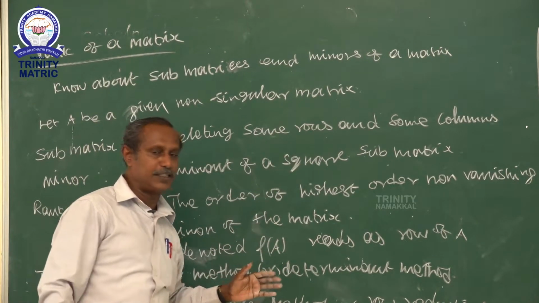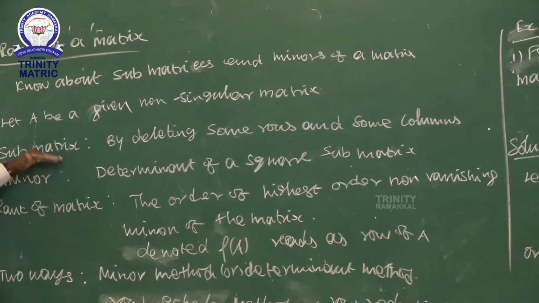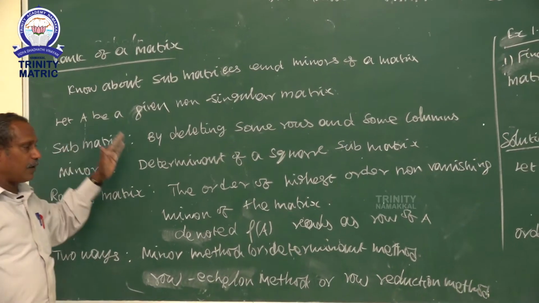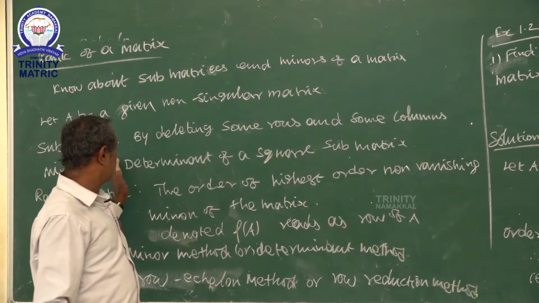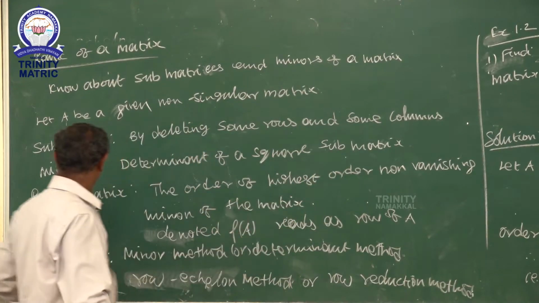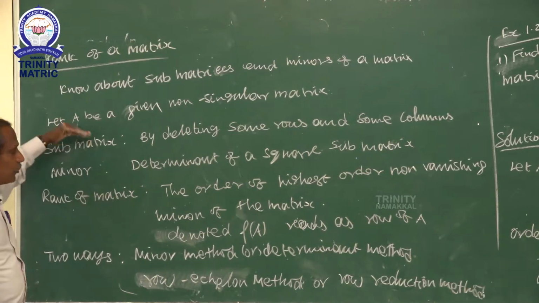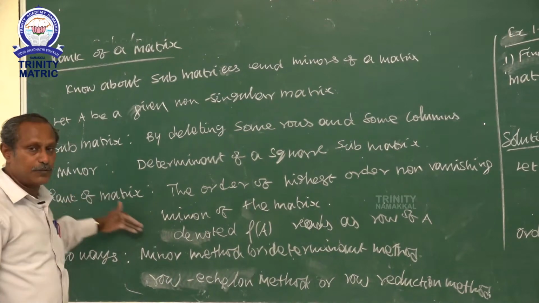After deleting some rows and columns, we get a new matrix. That matrix is called a submatrix. A minor is what we get when we find the determinant value of a square submatrix. So we make use of these two terms to move on to the rank of the matrix.